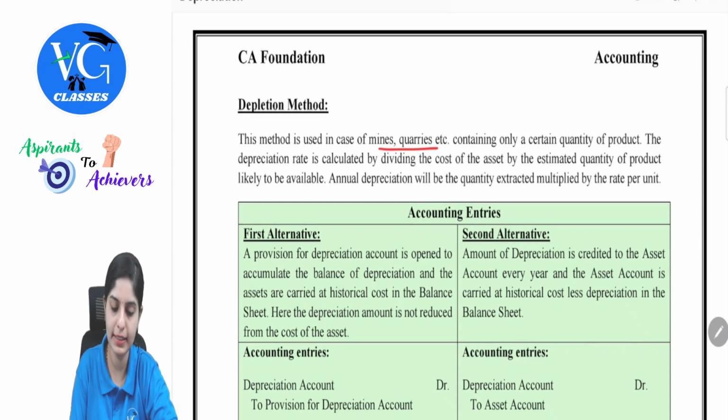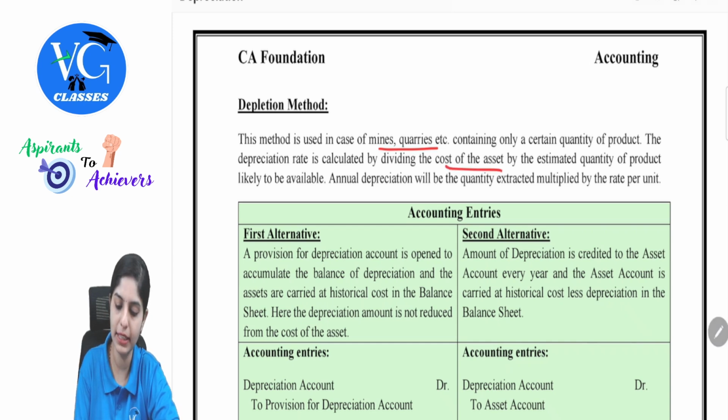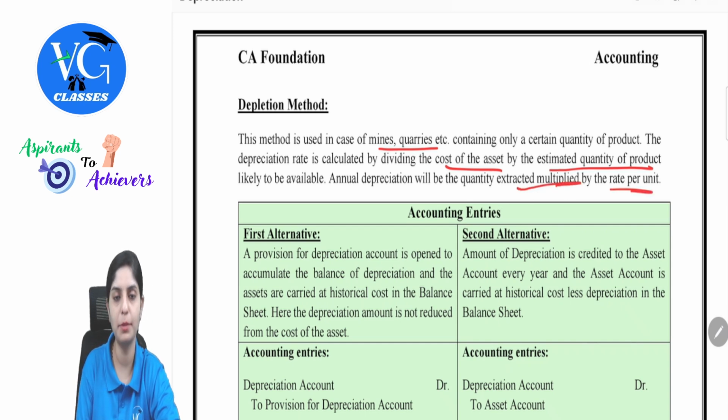The depreciation rate is calculated. How do we calculate this? By dividing the cost of the asset by the estimated quantity of product likely to be available. Annual depreciation will be the quantity extracted multiplied by the rate per unit.